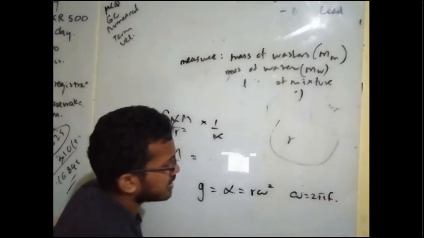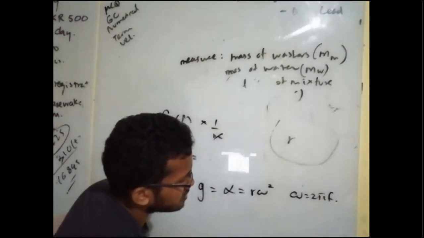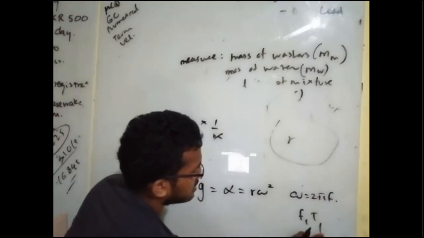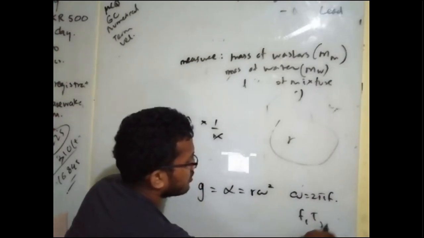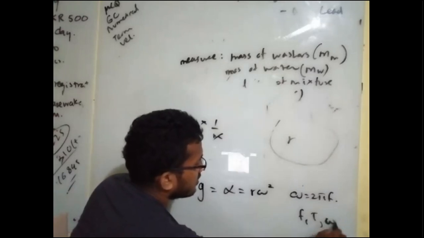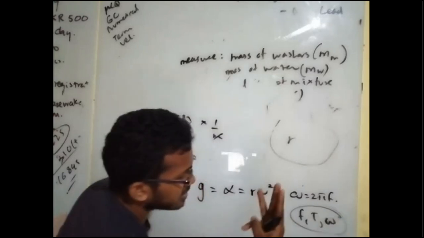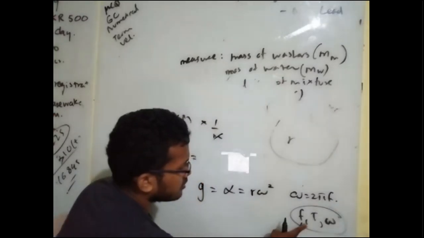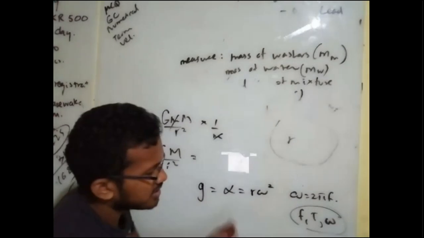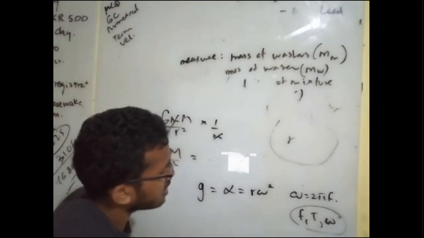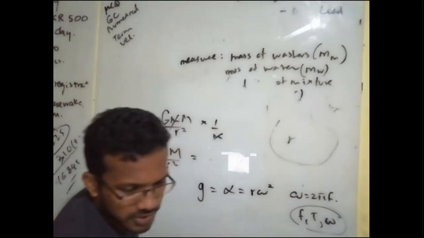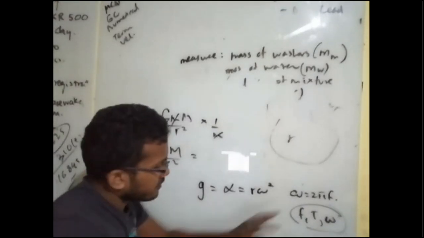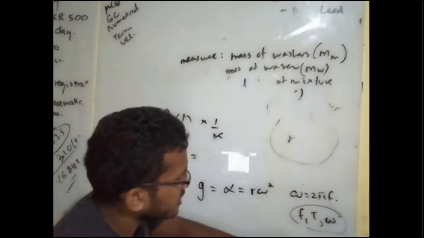At this point I want to emphasize that f, T, and omega are part of a family of three. If you find one, you don't have to worry about the other two. You can easily find the other two. They are part of a triplet. So in circular motion, that triplet is very important. If you know one of them, you can calculate the other two without any difficulty.